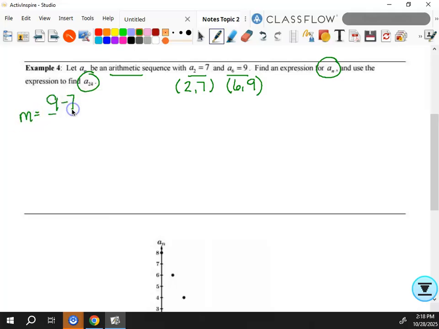9 minus 7 over 6 minus 2 equals 2 over 4. So that's 1/2.